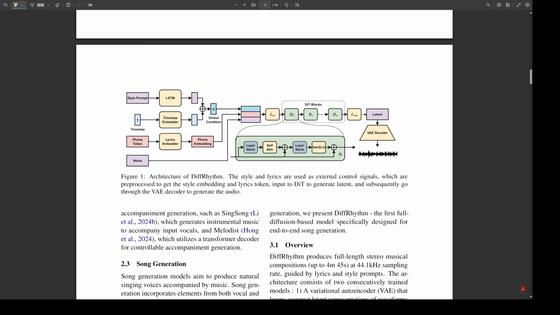Exactly, and the DiT gets instructions on how to do this from three key sources. First, there's a style prompt, which is usually a short piece of audio that sets the musical tone. An LSTM network analyzes this prompt to extract the overall style. Second, a time step embedding tells the DiT how far along it is in the refining process. And third, and this is crucial for making full songs, the lyrics. These are converted into phoneme embeddings, which represent the basic sounds of each word. So the style, the progress, and the words all work together to guide the DiT towards creating the desired song.